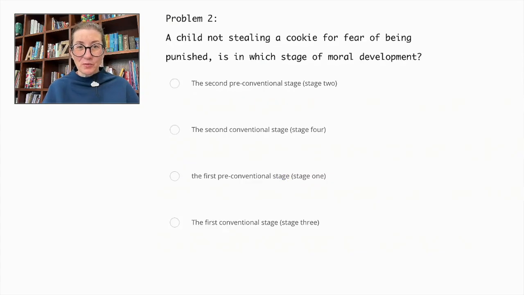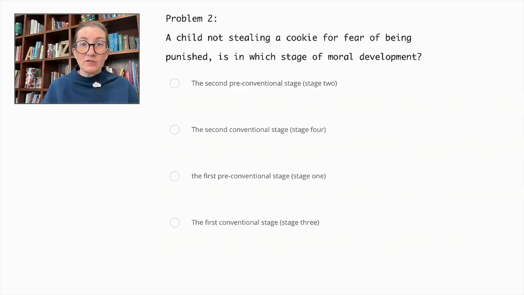Problem number 2. A child not stealing a cookie for fear of being punished is in which stage of moral development? The second pre-conventional stage, stage 2, the second conventional stage, stage 4, the first pre-conventional stage, stage 1, or the first conventional stage, stage 3.